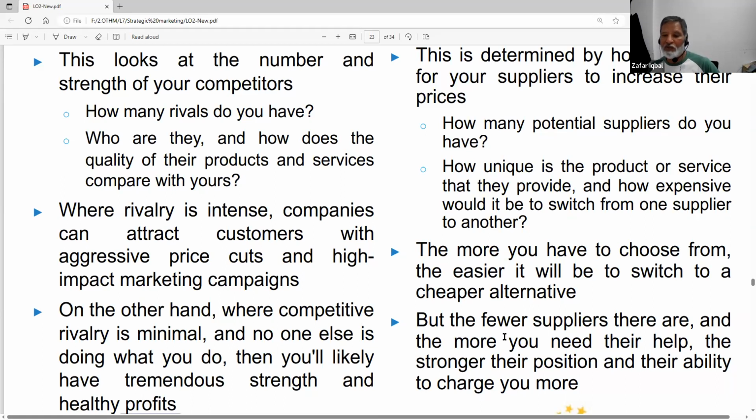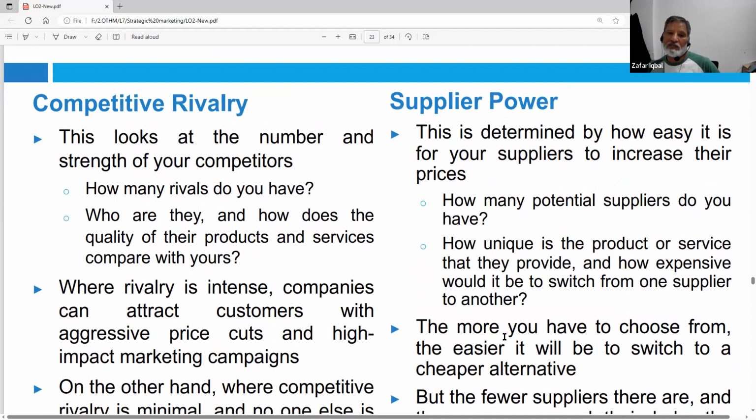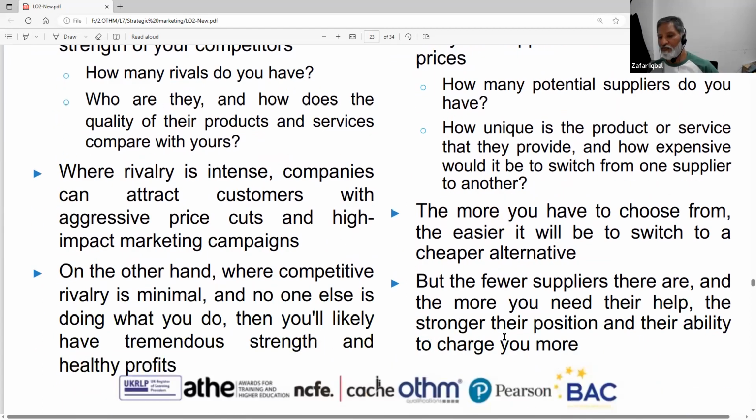So you need to look at this supplier power. Are they very strong? Are they very weak? Are there a lot of suppliers? Are there a few suppliers? If there are a few suppliers, then they are in a stronger position, and they will not budge to your demands, for example, lowering the price of that particular material. Therefore, you have to be in a position to face that.